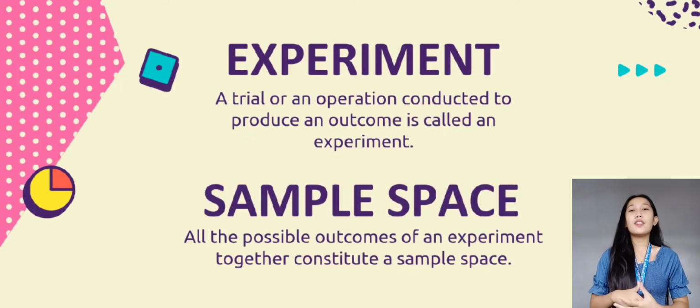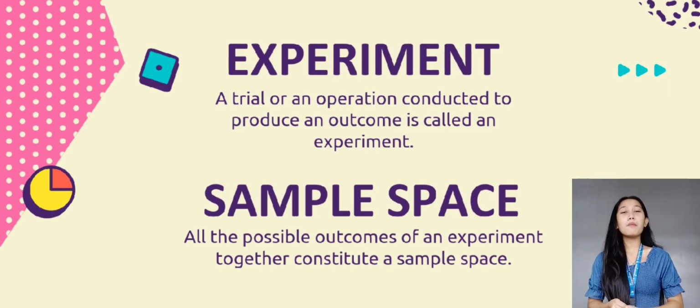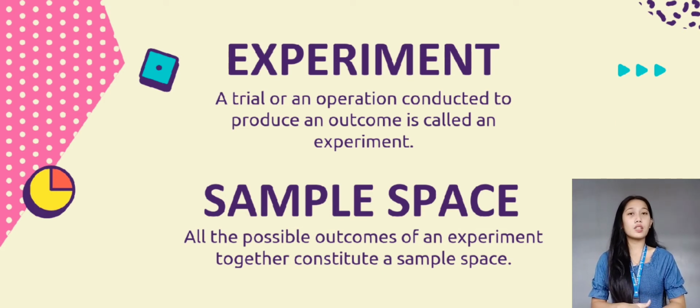First is the experiment. An experiment is a trial or an operation conducted to produce an outcome. Second is the sample space. All the possible outcomes of an experiment together constitute a sample space. For example, the sample space of tossing a coin is a head and tail.